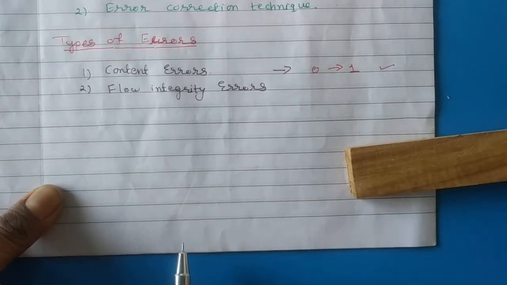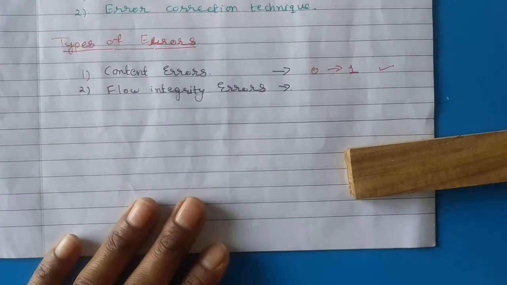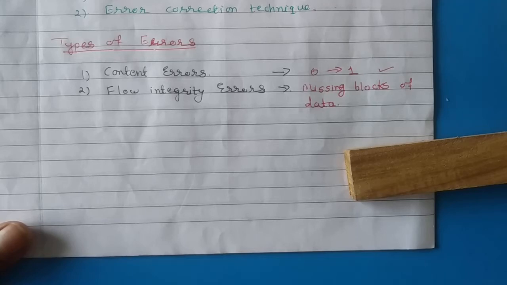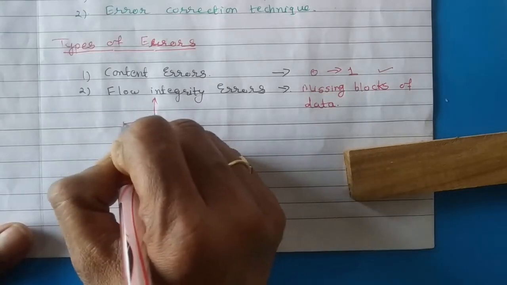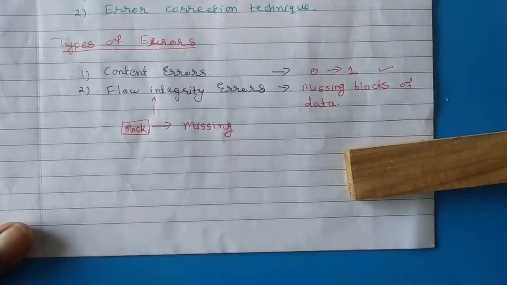Then second is the flow integrity error. Flow integrity error means missing blocks of data. It is possible that the data blocks may be lost in the network, possibly because it has been delivered to the wrong destination. Complete block of data may be missing during transmission.